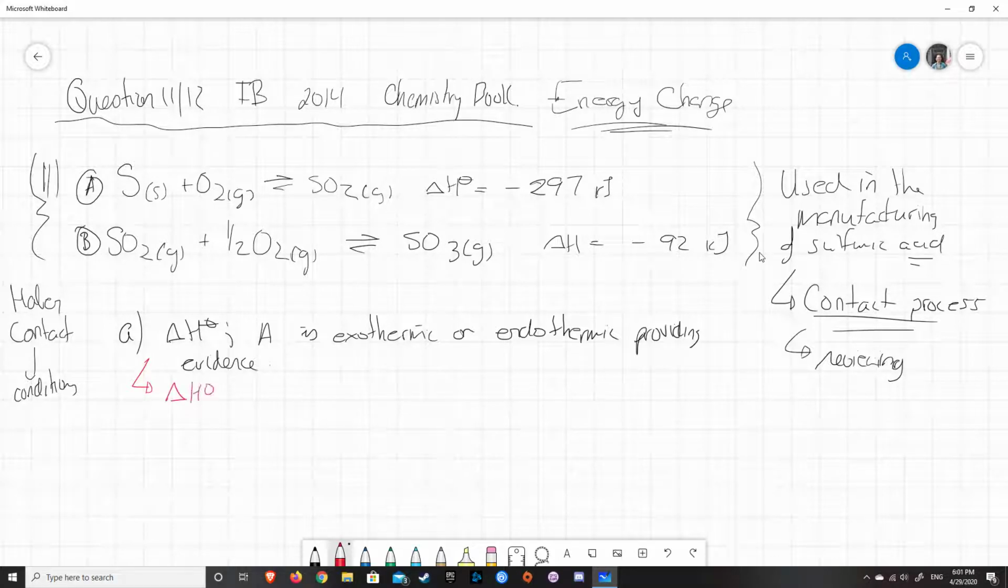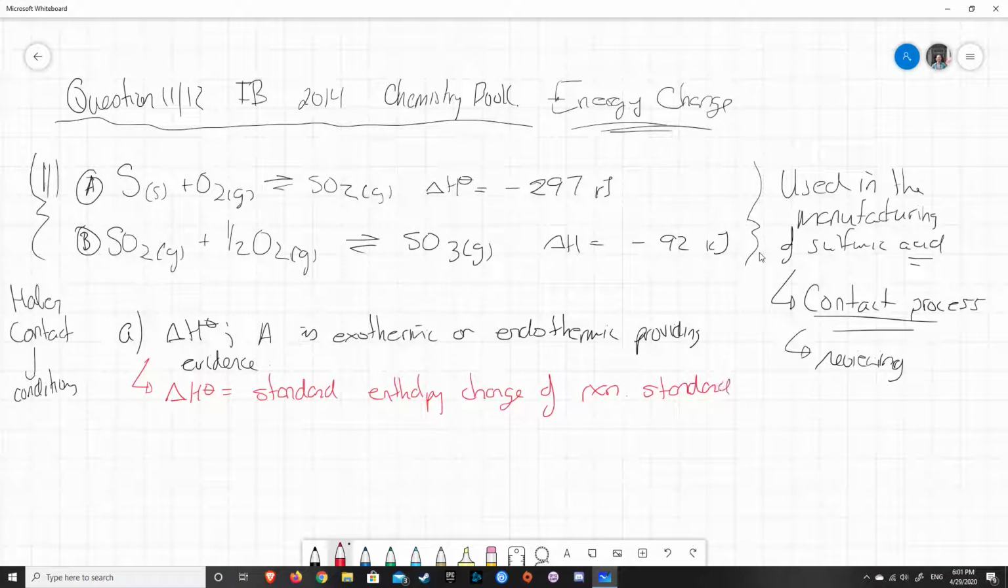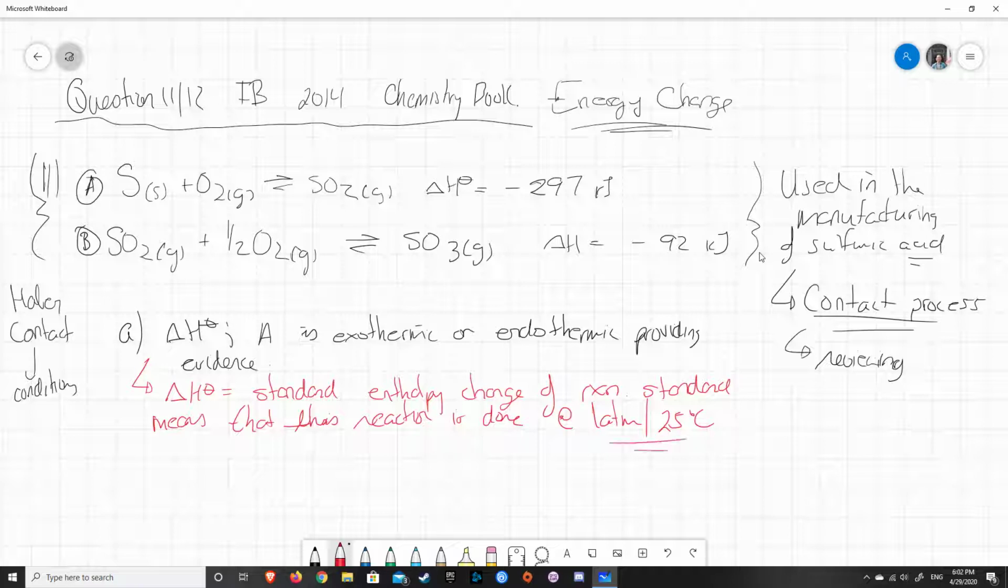So our delta H naught, what that was, right? That was the standard enthalpy change of reaction. Standard means that this reaction is done at 1 atmosphere of pressure and 25 degrees Celsius. So it's done under standard conditions.